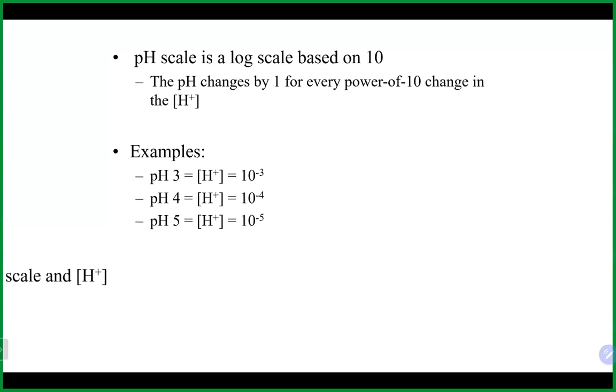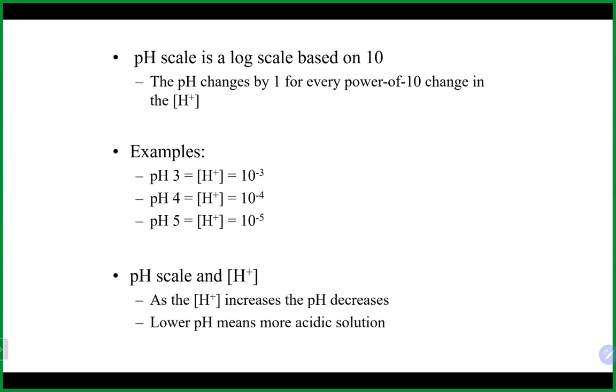So the pH scale is based on the log of 10. So basically for every power of 10 that changes in the concentration, the pH will change by 1 unit. So 1 times 10 to the minus 3 is a pH of 3. 1 times 10 to the minus 4 is a pH of 4. By the way, if you need the pH of something that's 1 times 10 to the whatever, it's the same as the exponent as long as the front number is 1. So 1 times 10 to the minus 5 would be a pH of 5.